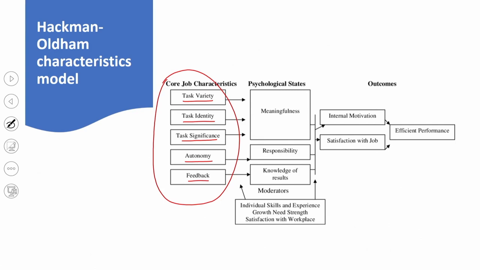The first and foremost one is meaningfulness. So here, if you look into task variety, task identity, and task significance, they go through a psychological state of meaningfulness. How meaningful the task is.